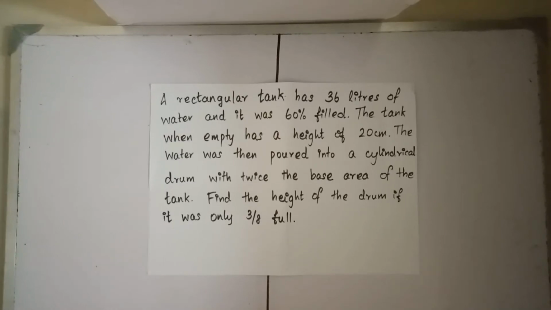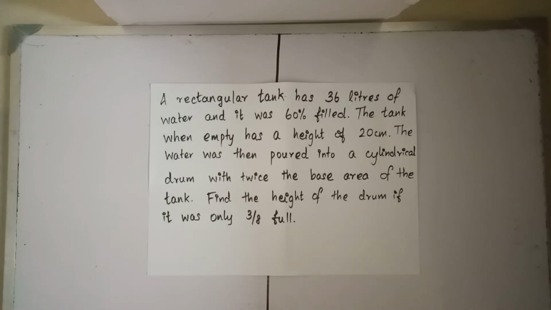In this video, we'll be looking at a problem based on volume. A rectangular tank has 36 liters of water and it was 60% filled. The tank when empty has a height of 20 cm. The water was then poured into a cylindrical drum with twice the base area of the tank. Find the height of the drum if it was only 3/8 full.